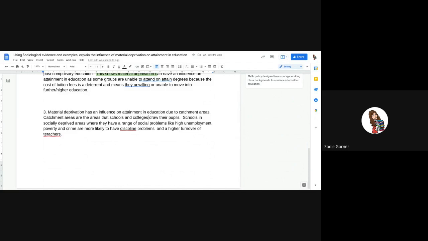Catchment areas are the areas that schools draw their pupils from, and schools in socially deprived areas, where they have a range of social problems like higher unemployment, poverty, or crime, are much more likely to have discipline problems and a higher turnover of teachers. This can lead to poorer educational outcomes for pupils.